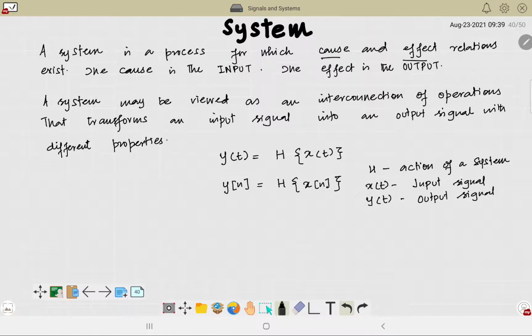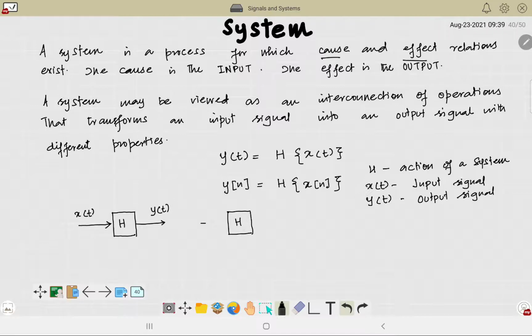Similarly, we sometimes use block diagrams to represent these transformations. So accordingly, I may have a system like this. It will have an operation or a system property h, then it will have some input x of t, and it will provide you with output y of t. Right? And x of t and y of t, they will have different properties. Same thing with the discrete time case.